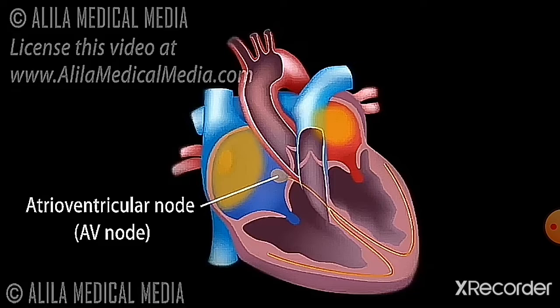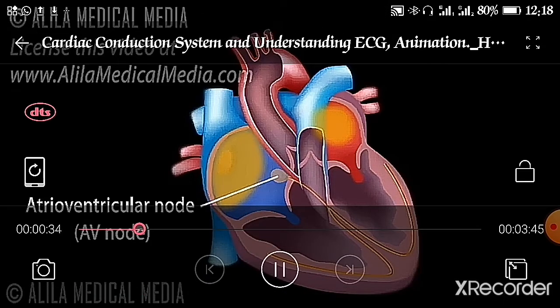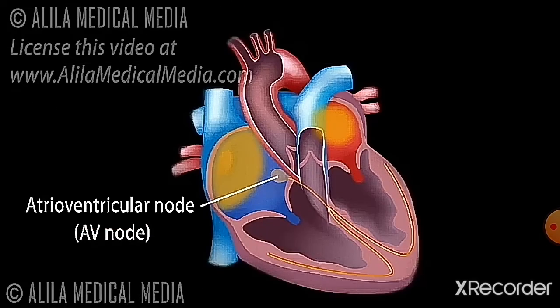From the SA node, the natural pacemaker, the impulses are transferred to the atrioventricular node. It is also called the AV node, which is at the bottom side, in between the ventricles and the atria. At this center it is there, and it is the gateway for impulse conduction to the ventricles. From the AV node, the impulses will enter your ventricles. Now by this video we will see how they are conducting and transferring.